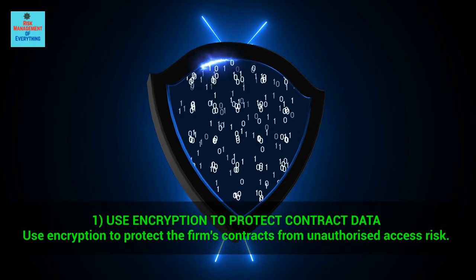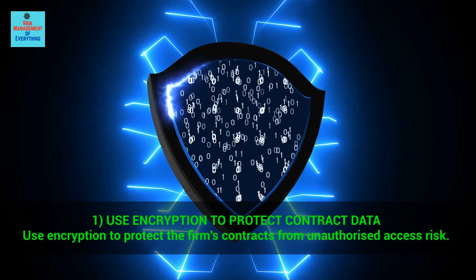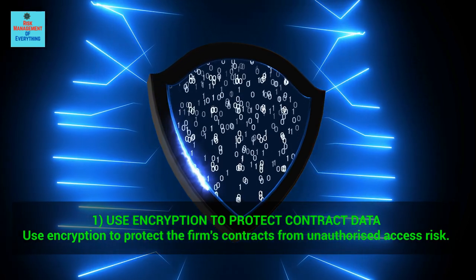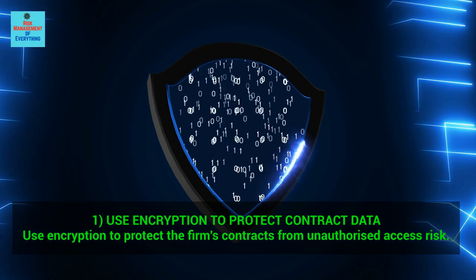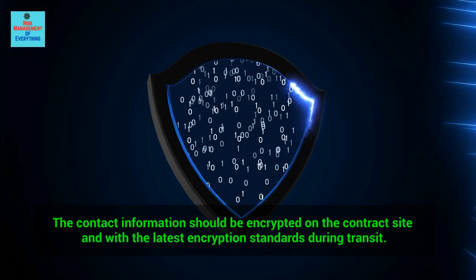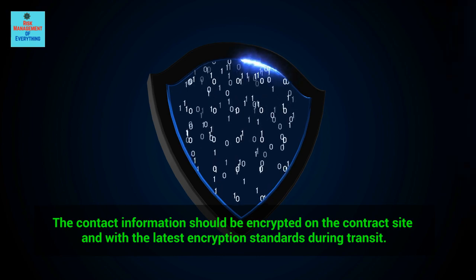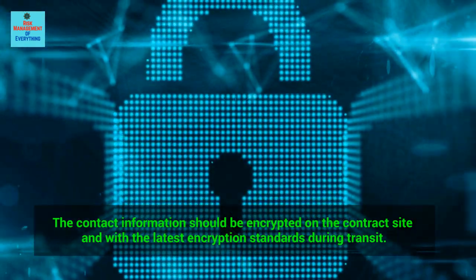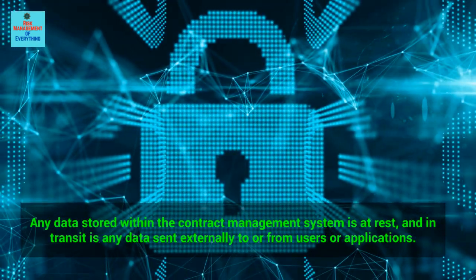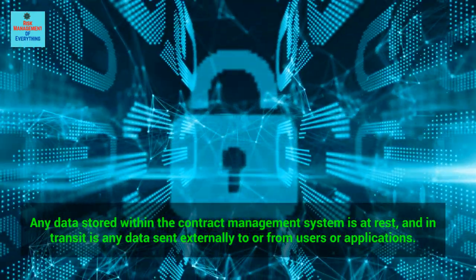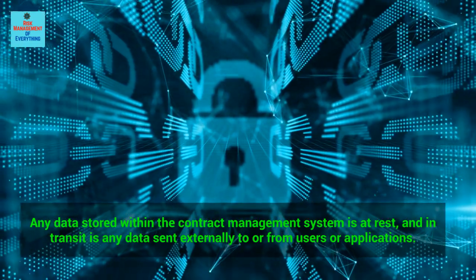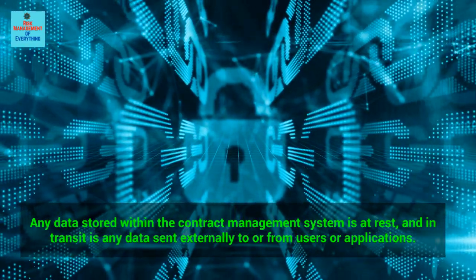1. Use encryption to protect contract data. Use encryption to protect the firm's contracts from unauthorized access risk. The contract information should be encrypted on the contract site and with the latest encryption standards during transit. Any data stored within the contract management system is at rest, and in transit is any data sent externally to or from users or applications.